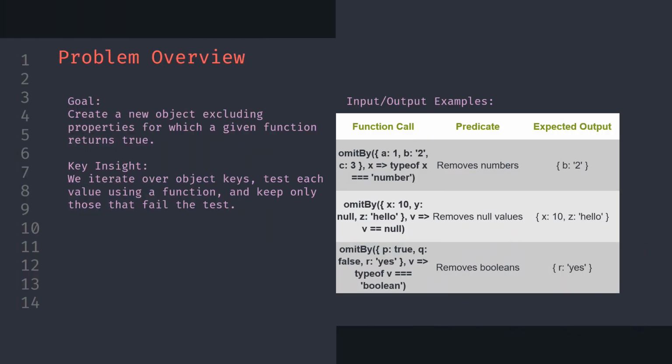The idea is simple. We provide a function that checks each value, and if the function returns true, we remove the property from the object. This gives us fine-grained control over filtering.